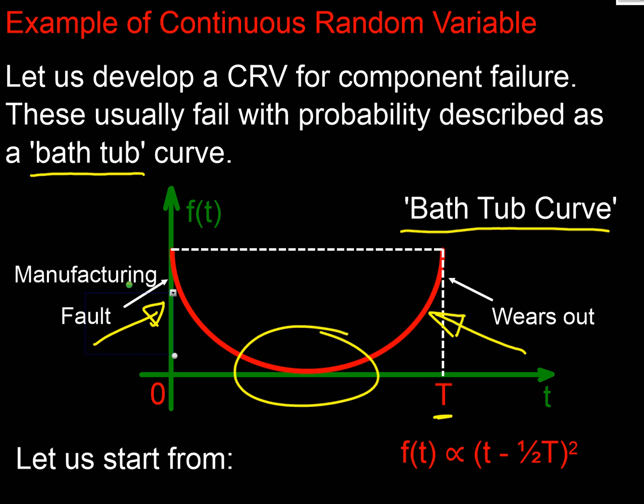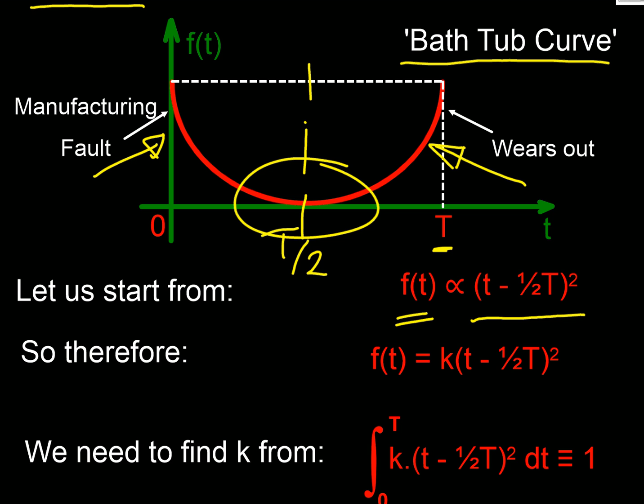So let's assume our design lifetime is t, and the shape we're looking at here, if we put a dotted line down the middle, looks awfully like a parabola, doesn't it, with the centre at t over 2. So let's assume that that's roughly the shape. So our PDF, our function here, is proportional to (t minus t over 2) squared, which gives us our symmetry. So there we have a probability distribution. If it's proportional, there's some sort of constant here, isn't there? What we don't know at this point is what the constant is.